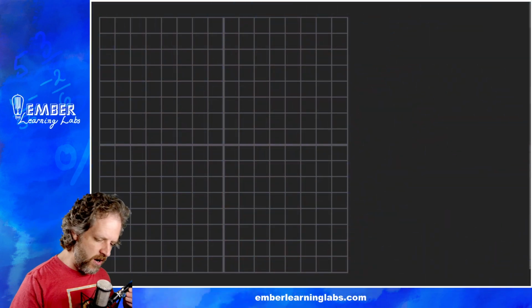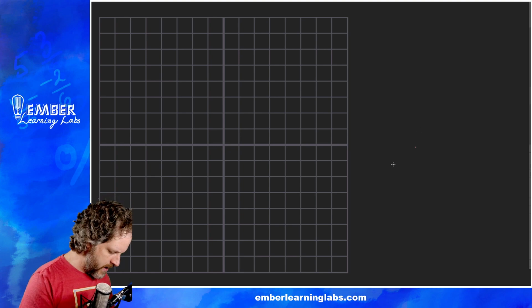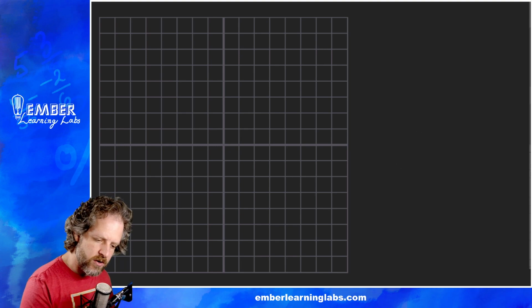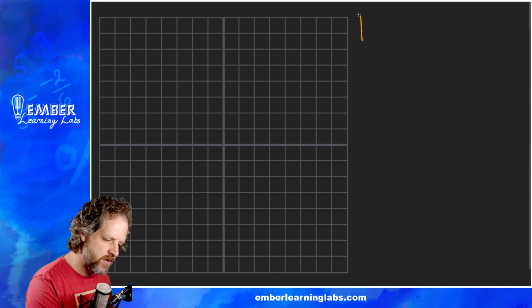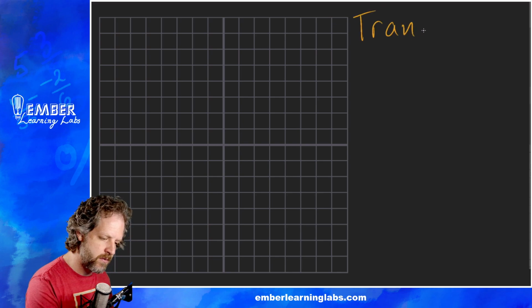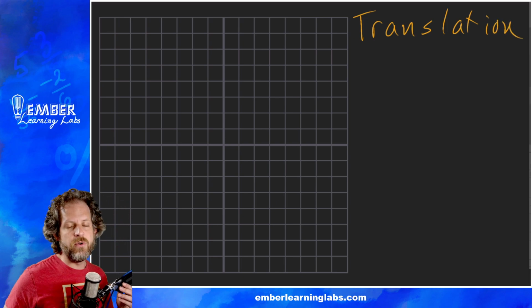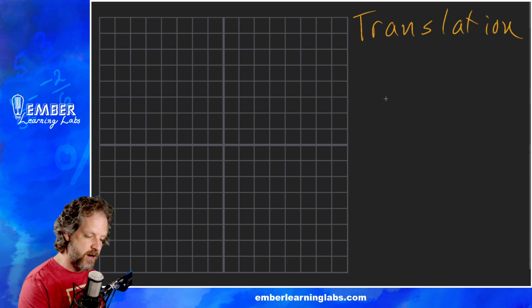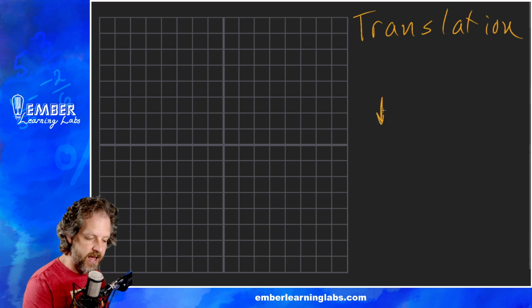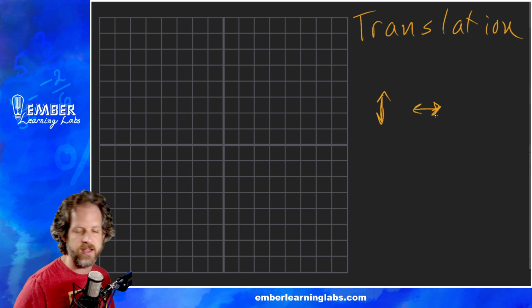So we're going to start by talking about translations. Okay, so a translation in math, we're talking about taking a graph and shifting it up or down or left or right. Okay, so that's what we're talking about here.